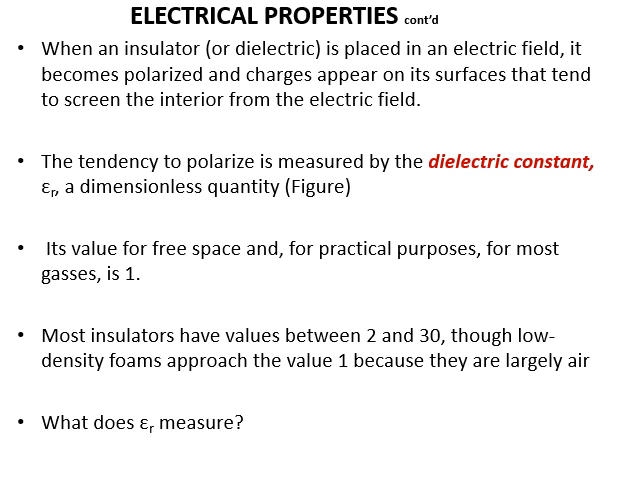Low density foams approach the value 1 because they have a lot of pores, which mainly consist of air. So what does epsilon r mean? Or what does epsilon r measure?